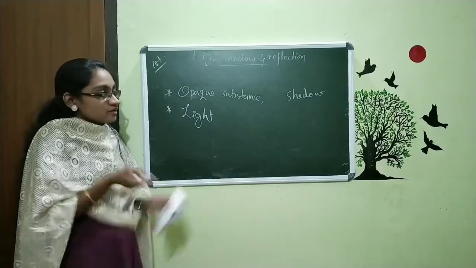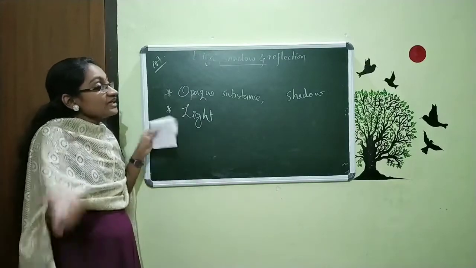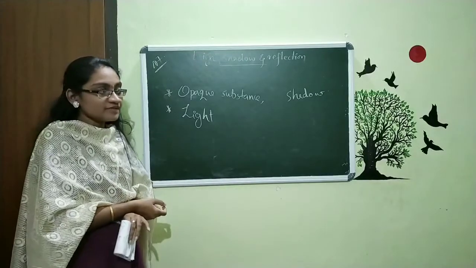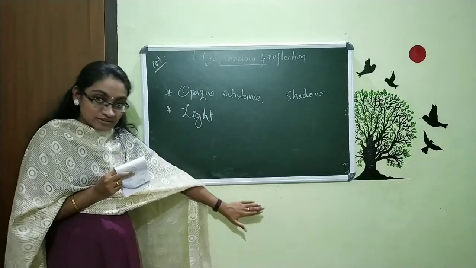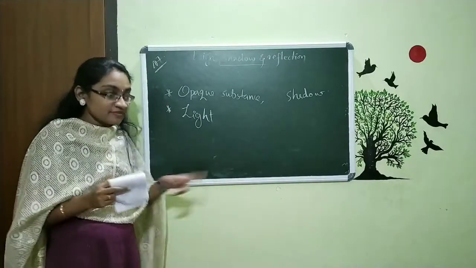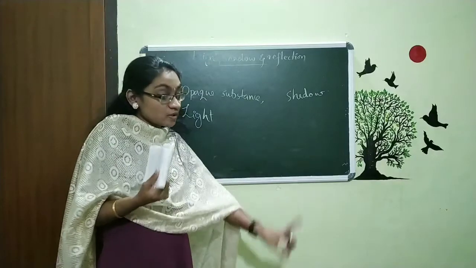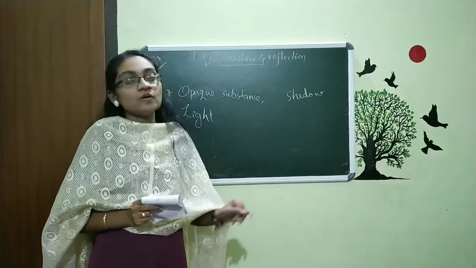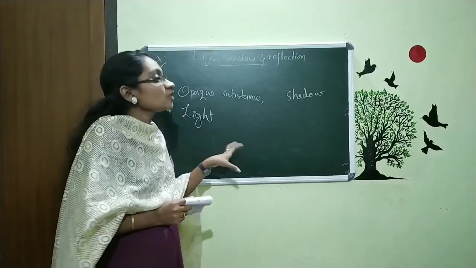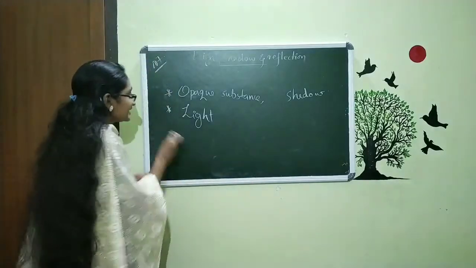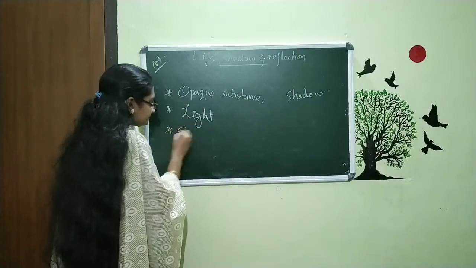That means, for the activity, I focus the shadow on this blackboard. Sometimes we can focus that on the wall, or sometimes when we are walking under sunlight, we can see our shadow on the floor. So all the shadows we are focusing on a particular space. That means it is actually the screen.